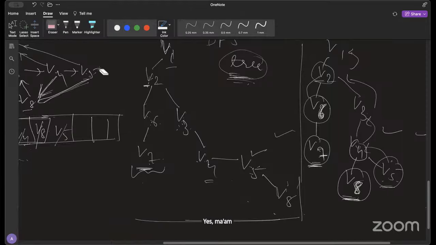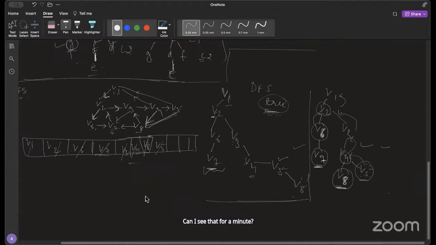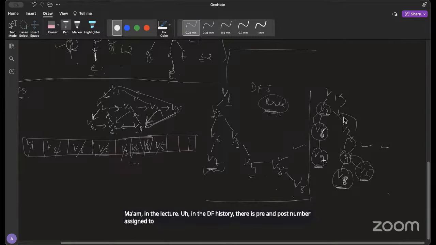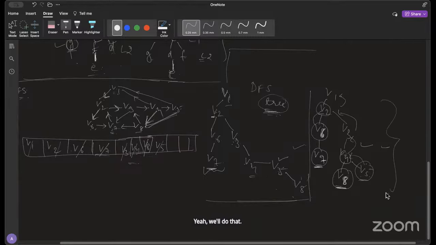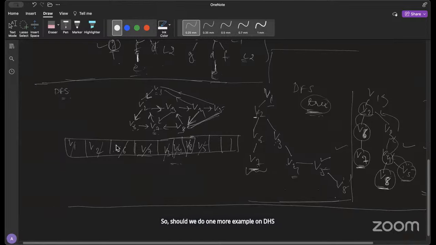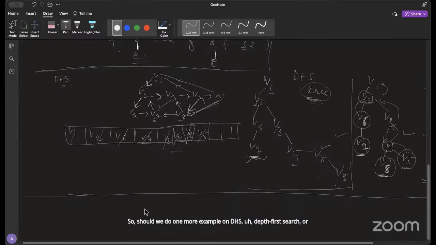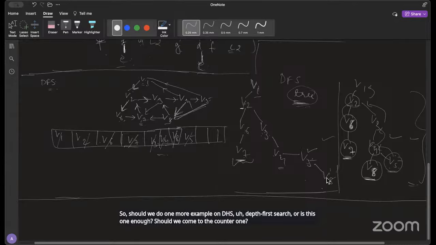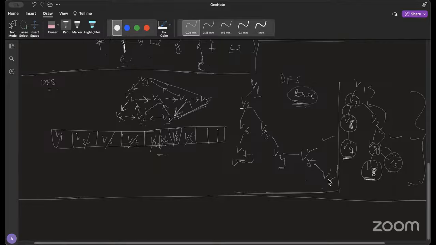Yes, ma'am. Can I see the graph for a minute? Ma'am, in the lecture, in the DFS tree, there is a pre and post number assigned to every vertex. Yeah, we'll do that. Should we do one more example on depth first search, or is this one enough? Ma'am, I guess it's enough. It's fine. You can move forward.